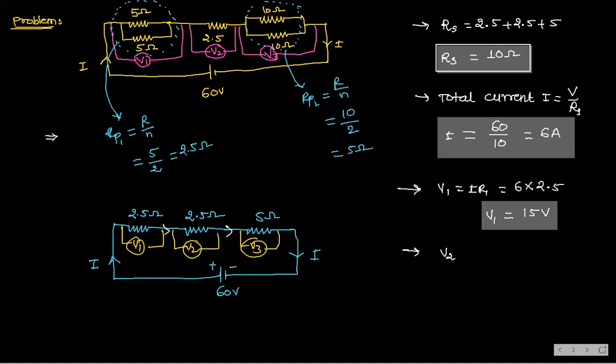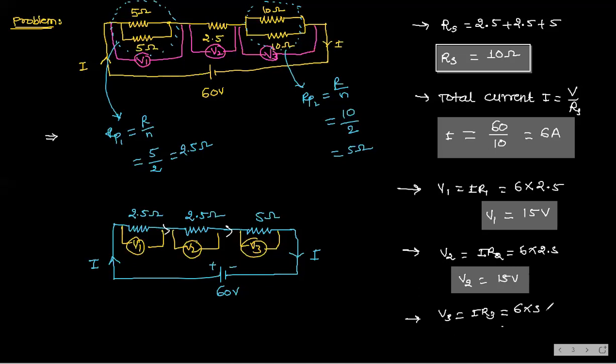Next, V2 I want to find. So V2 is equal to I into R2, again 6 into 2.5. So V2 is again 15 volt. And third one is V3. V3 is equal to I into R3, which is 6 into 5, that is 30 volt.